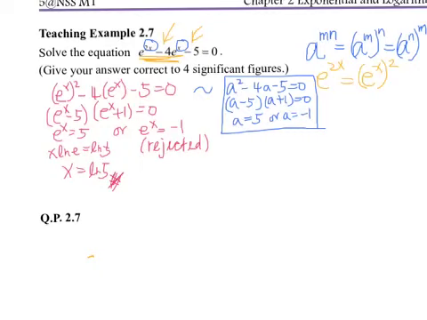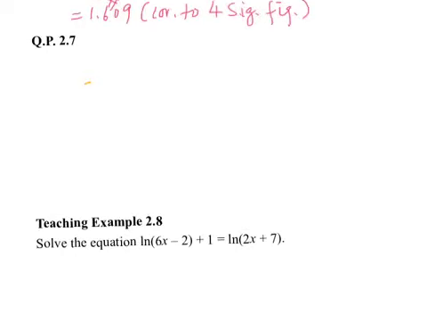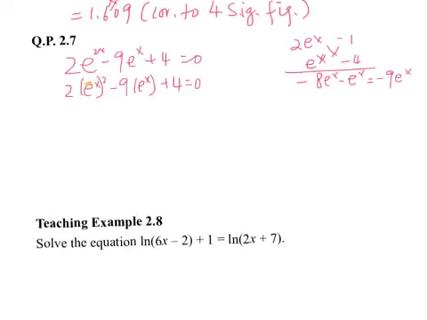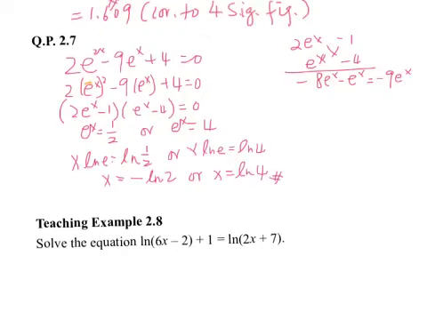Therefore, 1.609. Okay, QP 2.7. Very similar. Factor method. Check carefully. To answer, do you have to reject one? No need to. I would like to make a statement here. For that one, don't reject it.